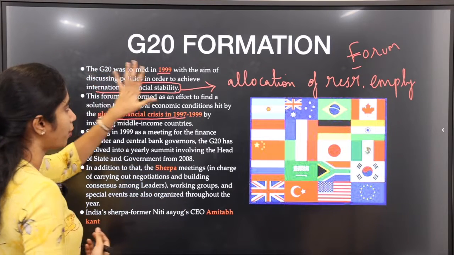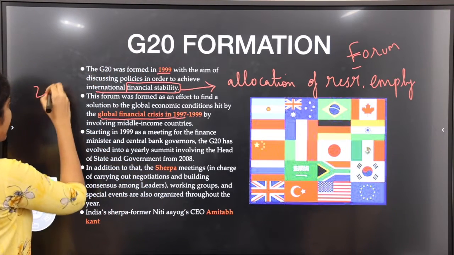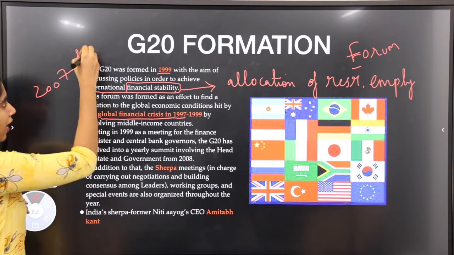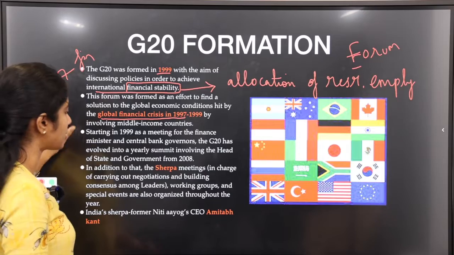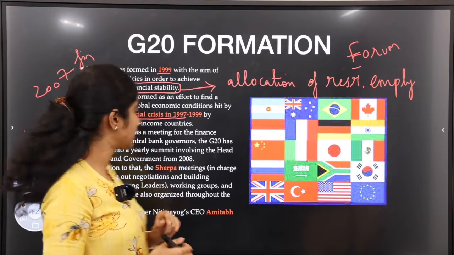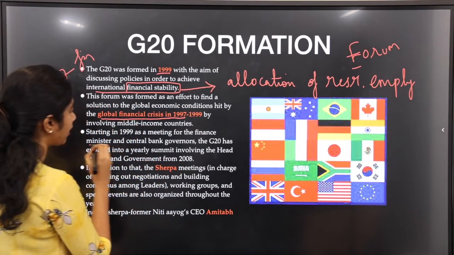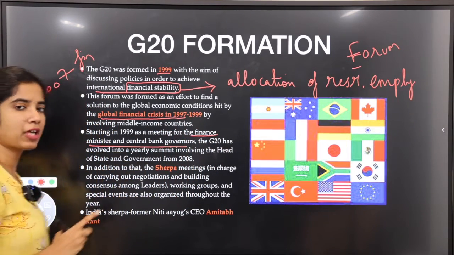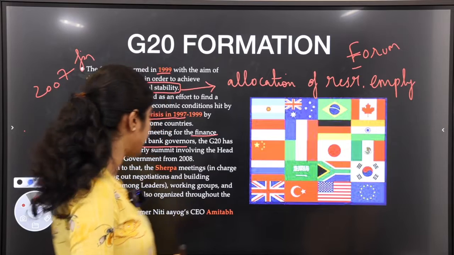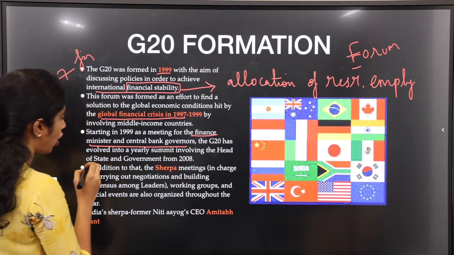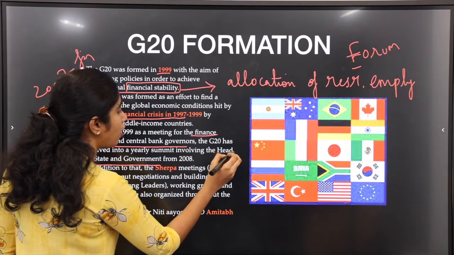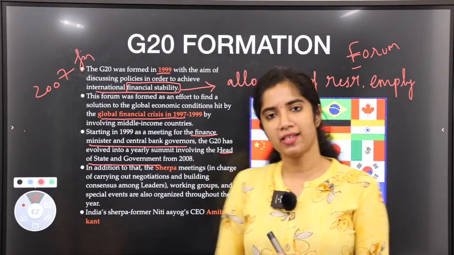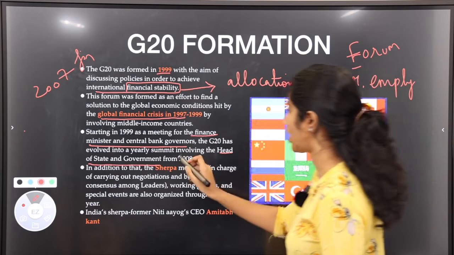After the formation, it dealt with the 2007 financial crisis, not only the financial crisis. Till 2008, finance ministers and central bank governors were attending the meetings. After this 2007 financial crisis, from 2008, heads of states and governments, prime ministers or presidents, started attending these G20 summits. That is from 2008.